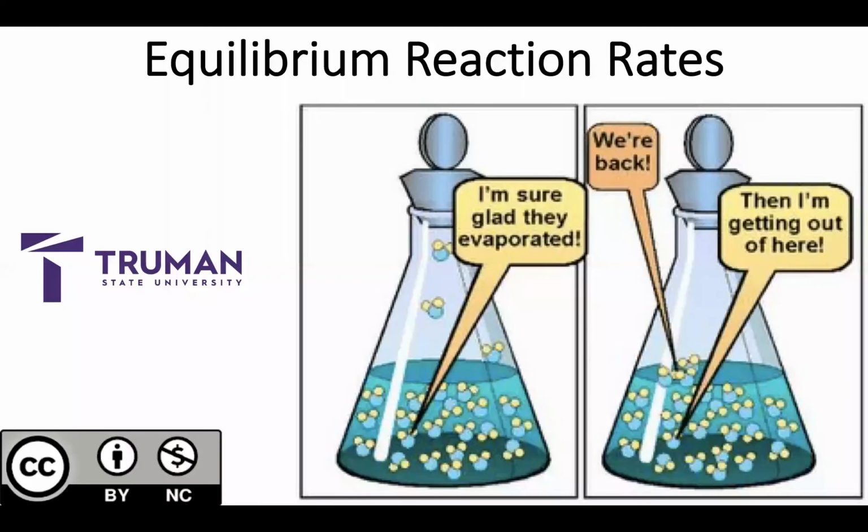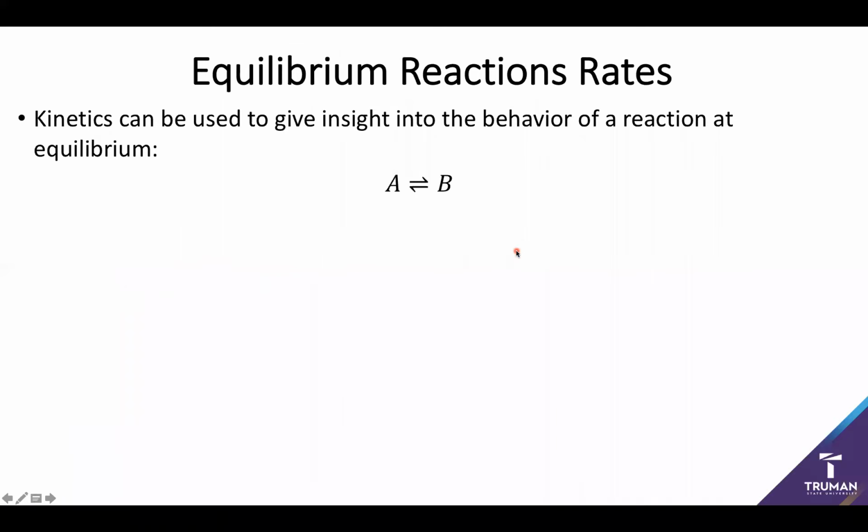So today we're going to be looking at how we can use reaction rates to look at an equilibrium reaction. So one of the first things we can do is try and look at the simplest equilibrium reaction we can think of. A goes to B, goes back to A. You let the system sit long enough and it will eventually reach equilibrium. But what does it really mean when I look at equilibrium?